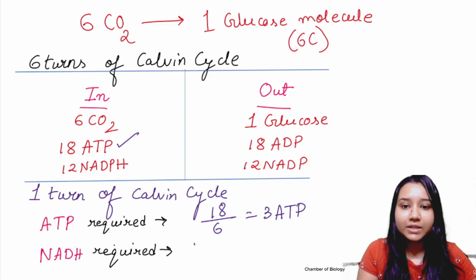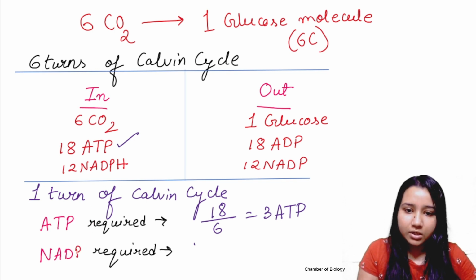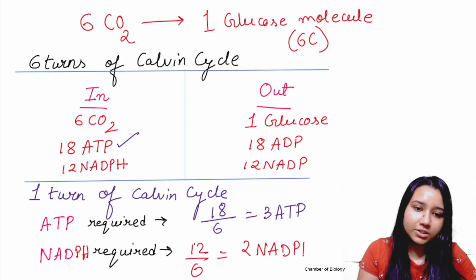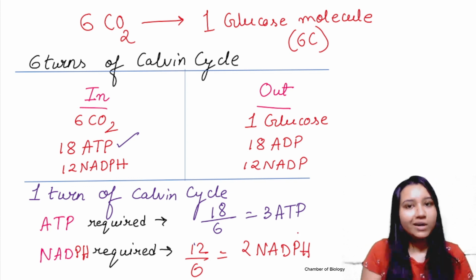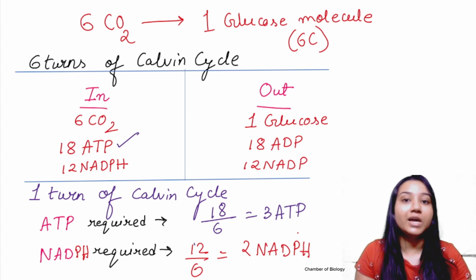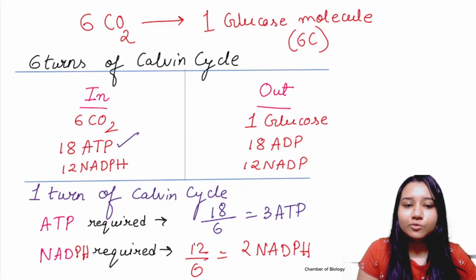And NADPH, okay, let me write, it is not NADH. It is going to be NADPH. So how many NADPH is required? That is 12 divided by 6. It is going to be 2 NADPH. I hope it is clear how many ATP and NADPH are used in one turn of the Calvin cycle, that is 3 ATP and 2 NADPH.